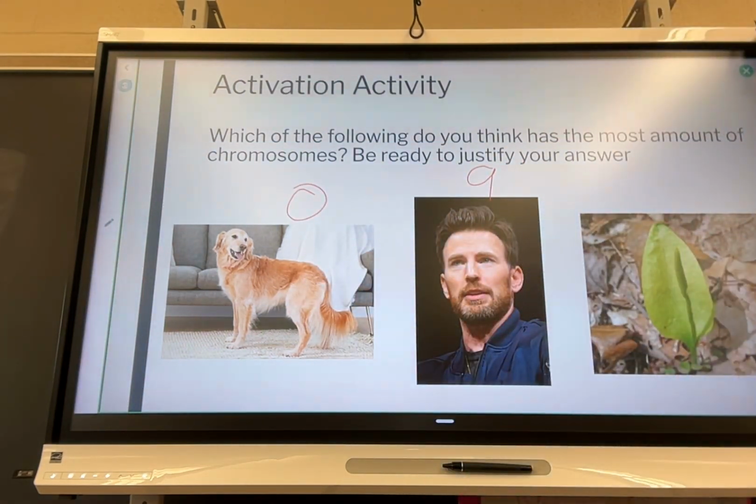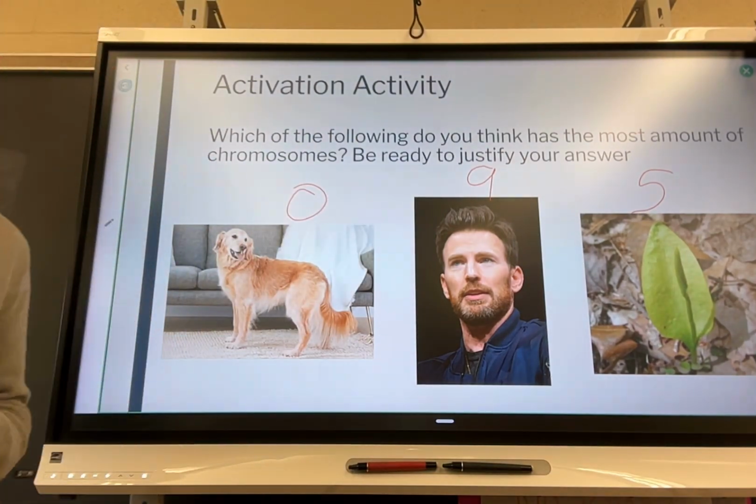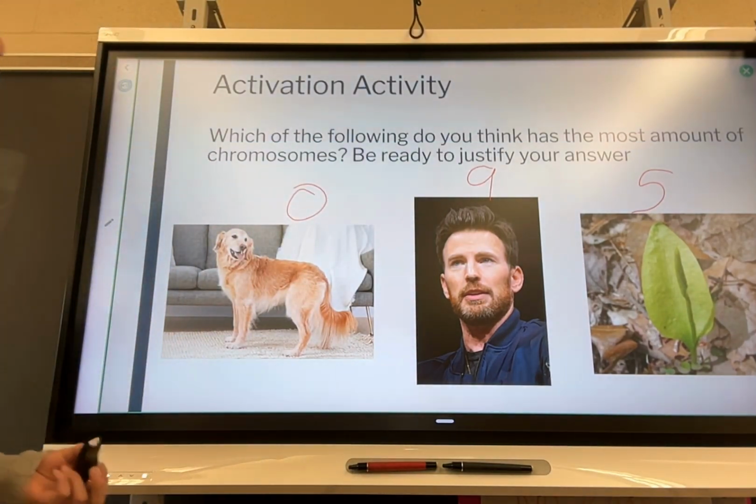How many think that the adder's tongue fern has the most? 1, 2, 3, 4, 5. Did you not? I said they got. He said it wasn't, guys. Why are you raising your hand? You're wrong. Okay. I'll save this for later. It's the dog. No, it's the dog.